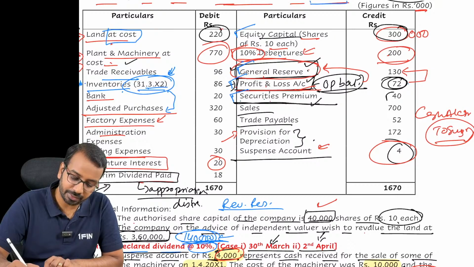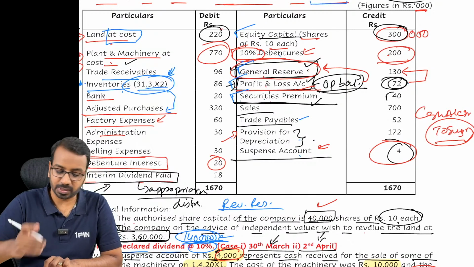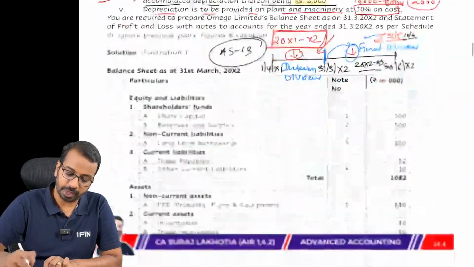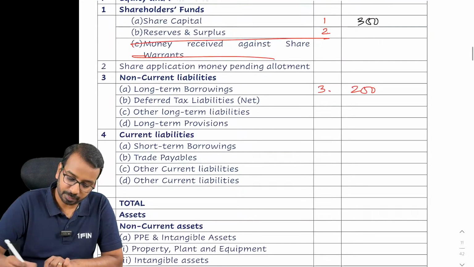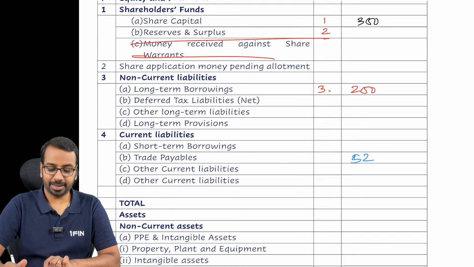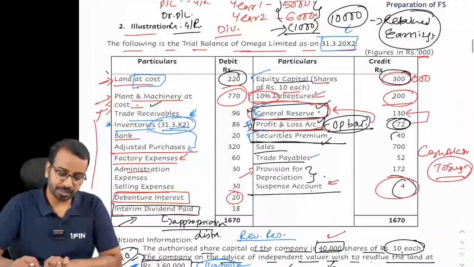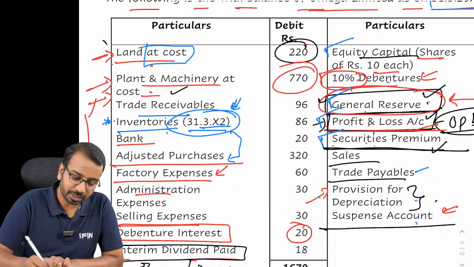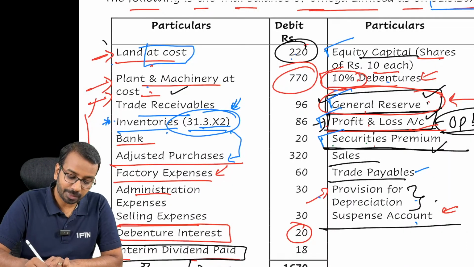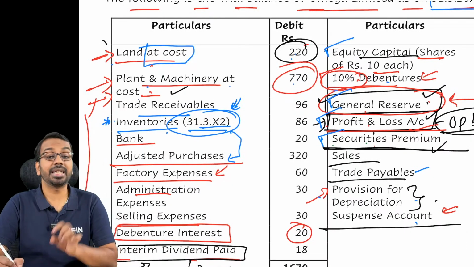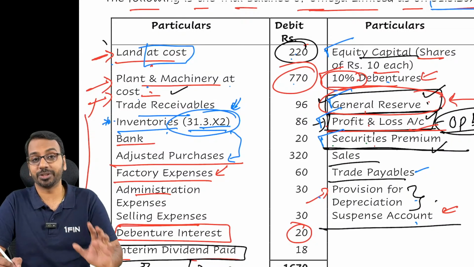Then on the liability side, we have trade payables, provision for depreciation is a contra entry, and suspense account we have to close. Trade payables 52 directly we can write. Okay. Now come towards the debit side. Debit side, we have land at cost. How much? 220. Plant and machinery at cost 770, and there is an adjustment of plant and machinery.